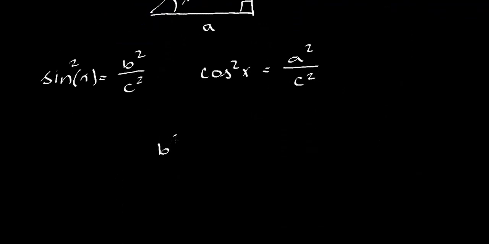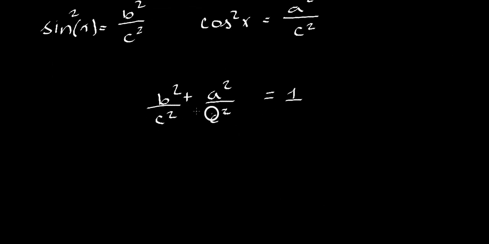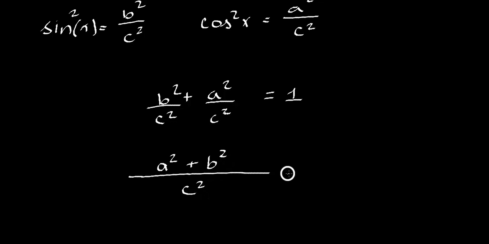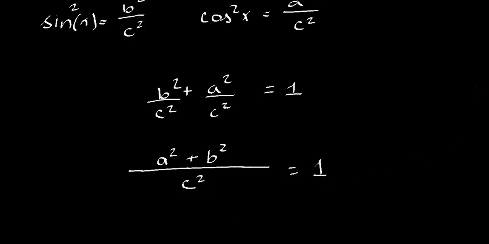So let's do b squared over c squared plus a squared over c squared, and see if we can get 1. Okay? So these two are under the same denominator, so let's put it under the same denominator. This would be b squared plus, I'm going to write it the other way, a squared first and then b squared, just to avoid confusion, over c squared, equaling 1, hopefully.